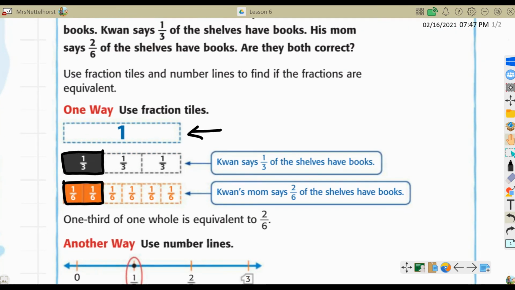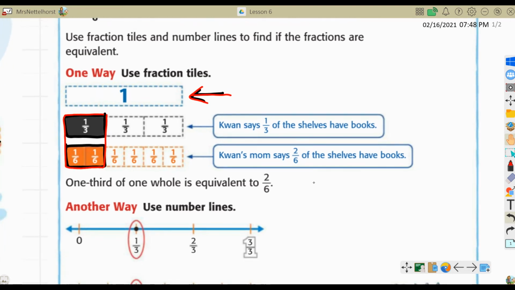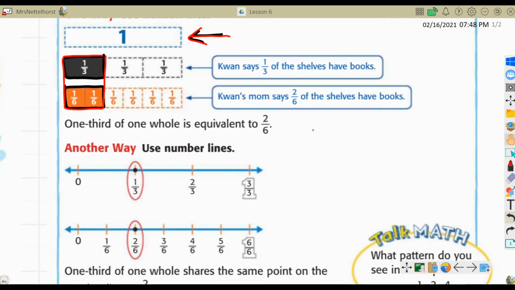So first you have your 1 whole fraction tile right here, because we compare everything to the whole. And you have 1/3, and then you have 2 of the 1/6 tiles that take up the same amount of space. So they would be equivalent. So Kwan says 1/3 of the shelves have books. Kwan's mom says 2/6 of the shelves have books. They're actually right because they are equivalent fractions. They say the same thing.